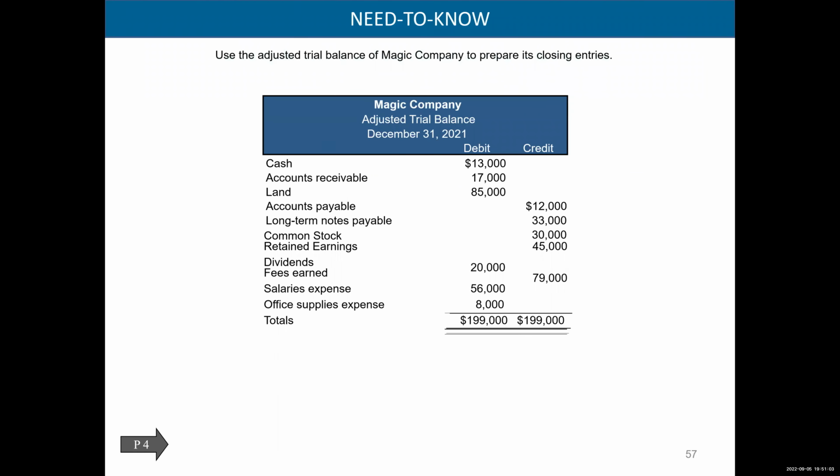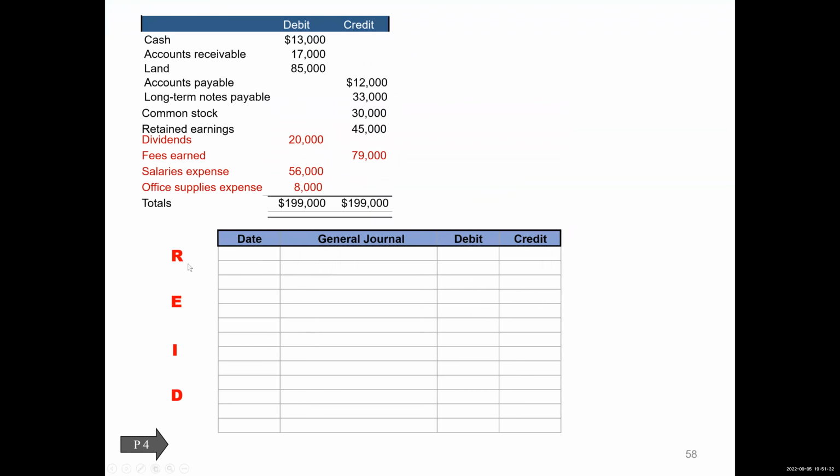Let's show you how this works with an adjusted trial balance. These are the numbers that we use for our financial statements, okay? But now it's December 31, where we need to get rid of our temporary accounts, because we want to prepare for the new period in January. So how do we do that? We use R-E-I-D and do our closing entries.